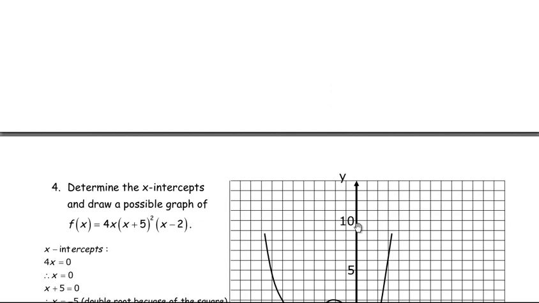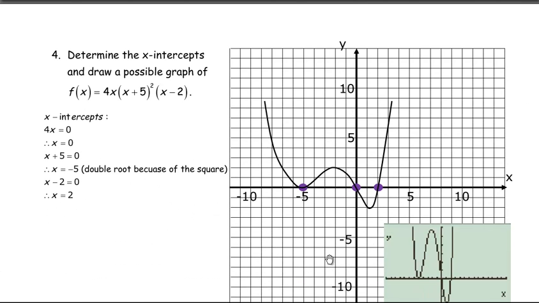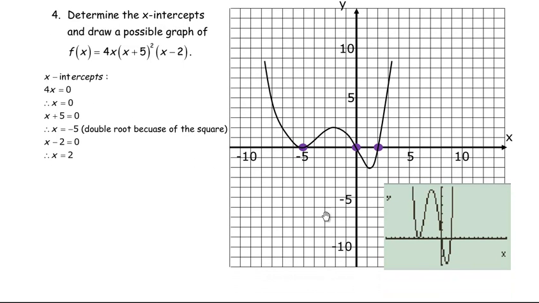So let's scroll over to question 4 here. It says determine the x-intercepts and draw a possible graph of this function. So to find the intercepts, we set each of these factors, because it's in factored form, equal to 0. So we set 4x equal to 0 and divide out the 4, so we get 0. So it goes through at 0 here. x plus 5, we set that equal to 0. I guess you could put the square here, but you don't need to, because you're just going to take the square root and get rid of the square.